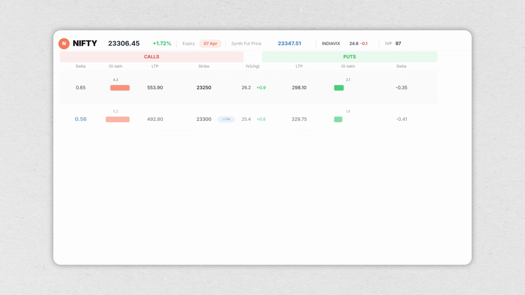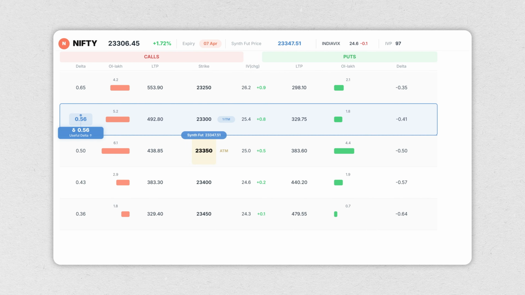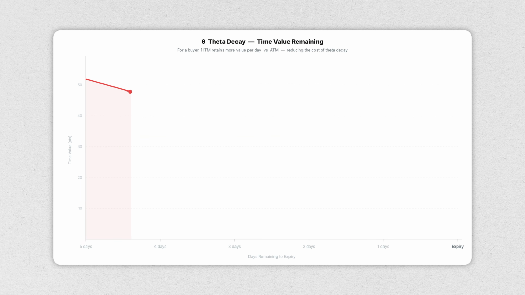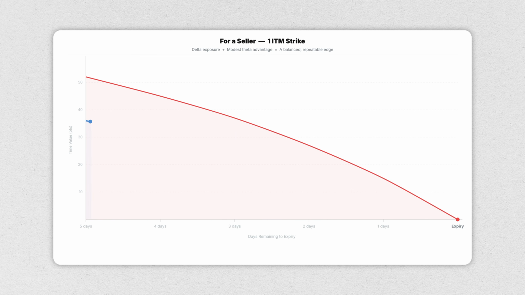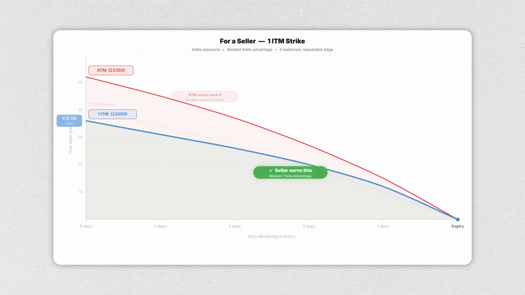Now, this approach to selecting a strike for a buyer gives you useful delta while reducing the impact of theta decay. For a seller, it gives you delta exposure along with a modest theta advantage. It is not the most sophisticated framework, but it is simple, robust, and easy to apply consistently.